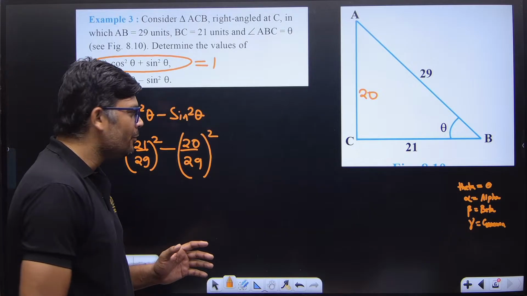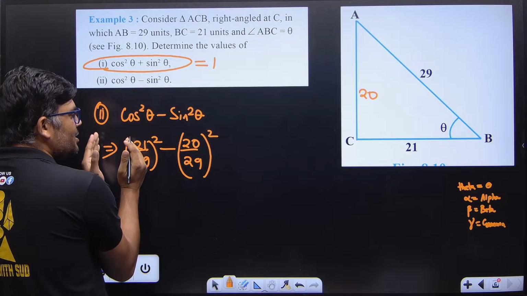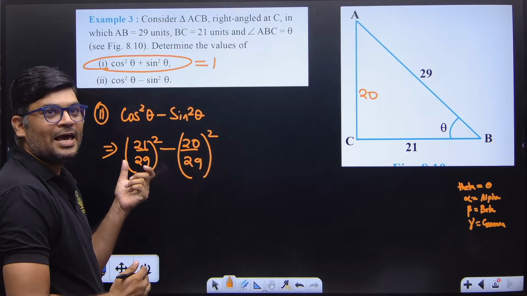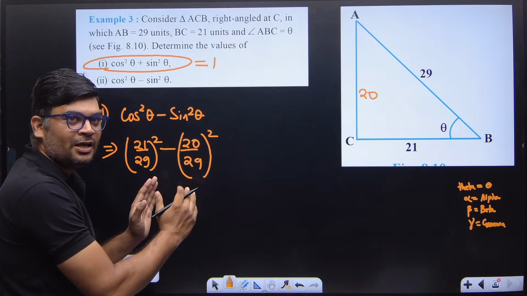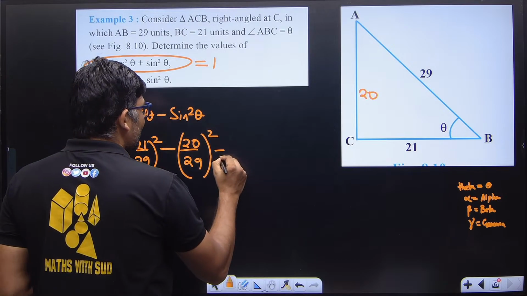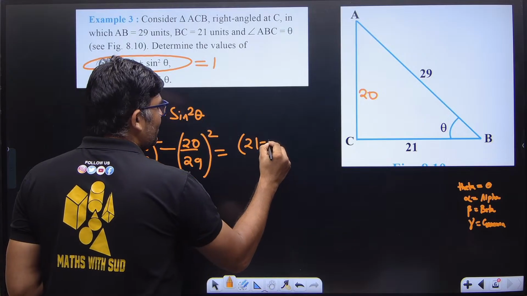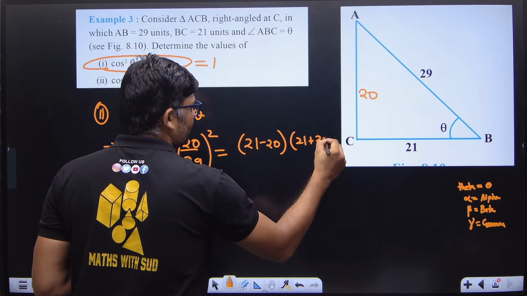So what is a different way? You can see that these questions are in the form of a square minus b square, x square minus y square. That means x plus y into x minus y. Are you getting it? So we can write this as 21 minus 20 into 21 plus 20.